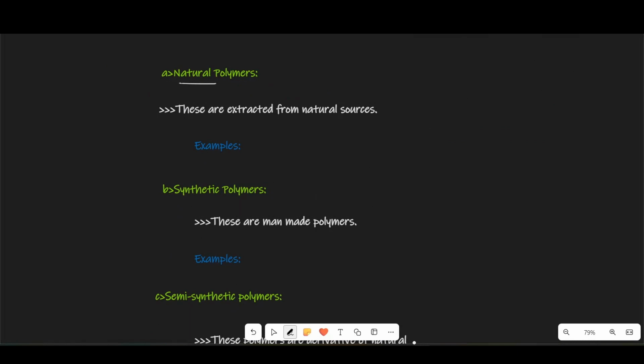These are extracted from natural sources. Natural sources are like animals or plants. These are naturally extracted polymers. Examples for these are proteins, and cellulose is also one of the examples of natural polymers.